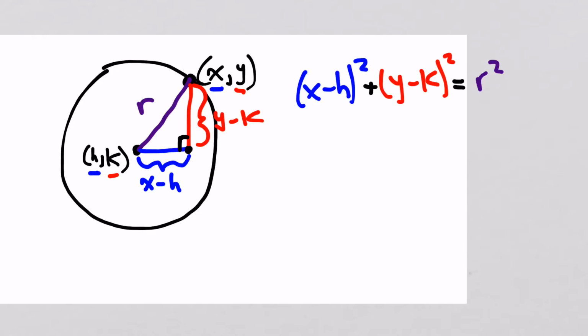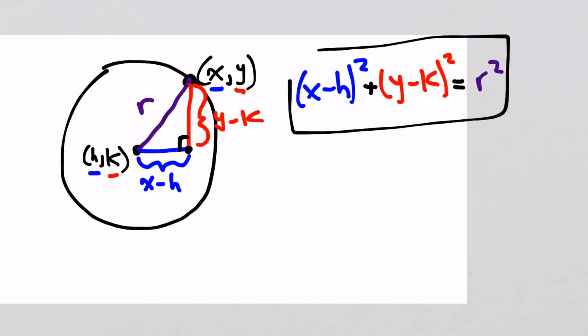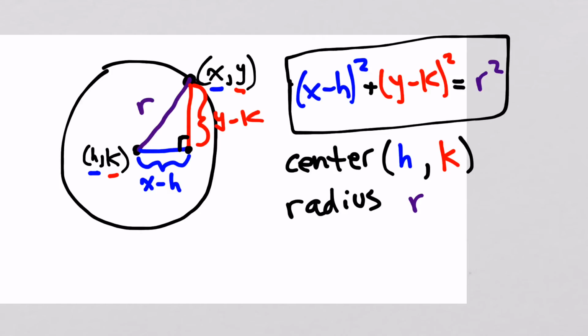So we get y minus k squared plus x minus h squared equals r squared. You'll often see it with the x term written first and the y term written second, but it really doesn't make a difference. So we have here the general equation of a circle with center h comma k and radius r. So that's the basic idea of a circle, and now we're going to look at a few different types of examples using this equation of a circle in a variety of ways.